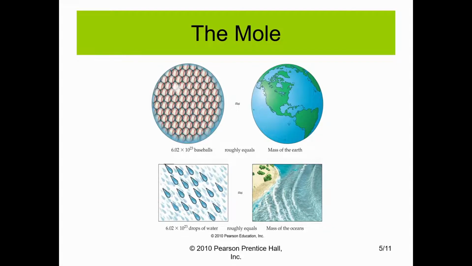In order to help visualize this better, let's compare it to some common concepts. If we were to have a mole of baseballs, or 6.02 times 10 to the 23rd baseballs, they're going to occupy roughly the same mass as the Earth. If we had a mole of drops of water, these will roughly equal the mass of the ocean. You can see that this number is an extremely large number, but it's necessary to represent atoms because atoms are so very tiny.